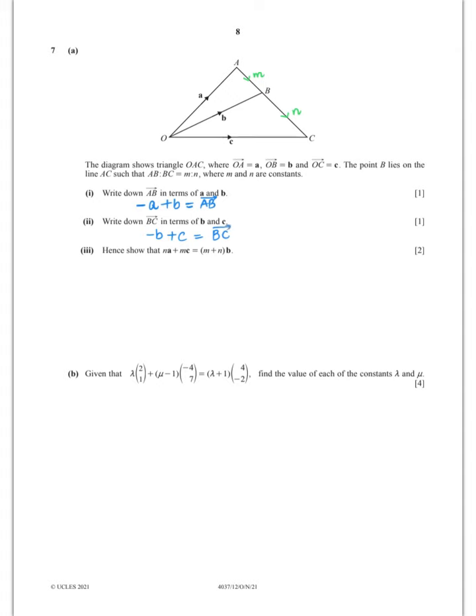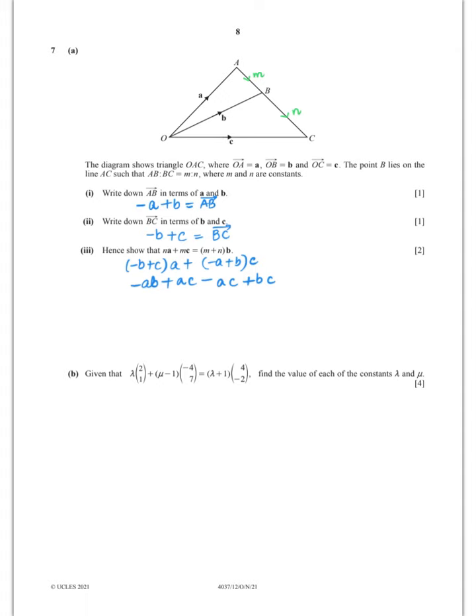In the next part, it says show that NA plus MC is equal to M plus N times B. Alright, so firstly, I'm going to place the values of N and M here. AB is basically M, right? So M is minus A plus B. So instead of N, which is vector BC, I will use minus B plus C times A, plus M, which is AB, minus A plus B times C. Now we need to expand the bracket here. That will be minus AB plus AC minus AC plus BC, right?